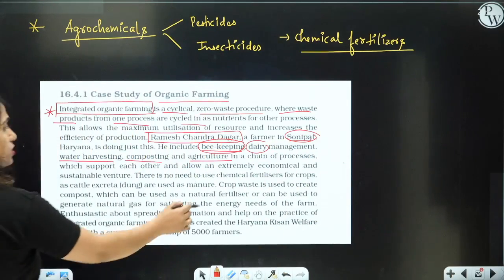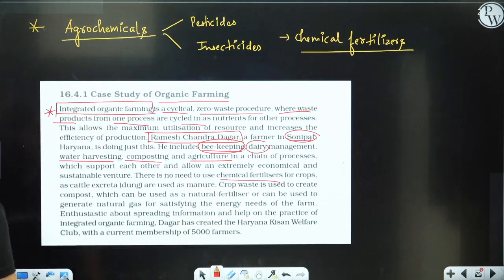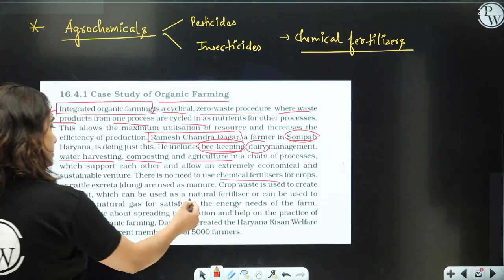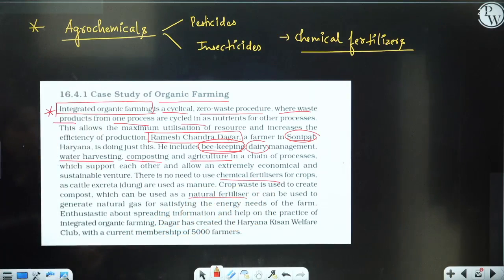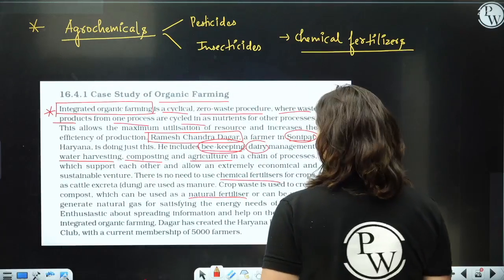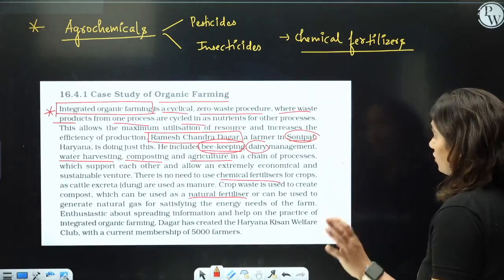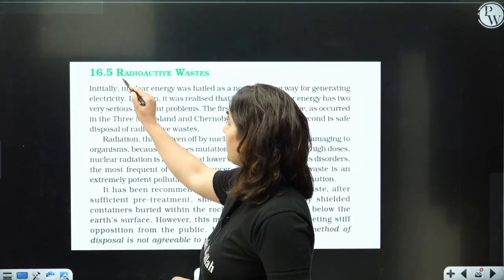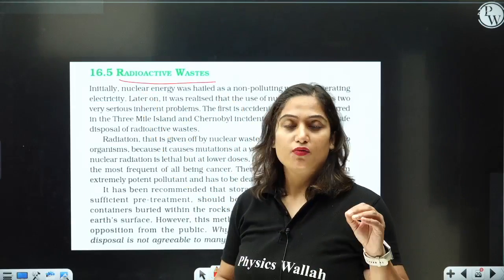So here there is no need of chemical fertilizers. Natural fertilizers are used. So this is a very important case of organic farming, which increases productivity also, and there is no wastage. Then comes the radioactive wastes.